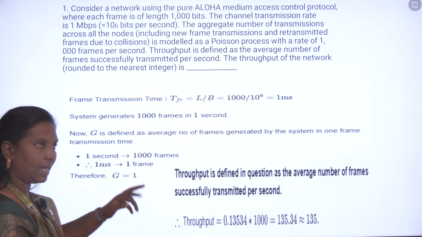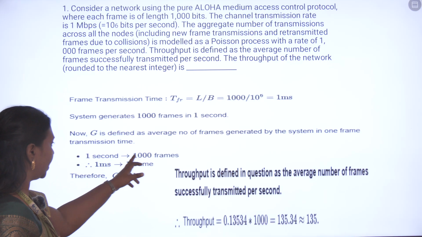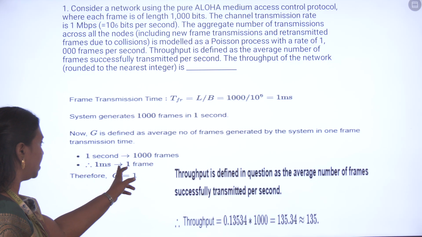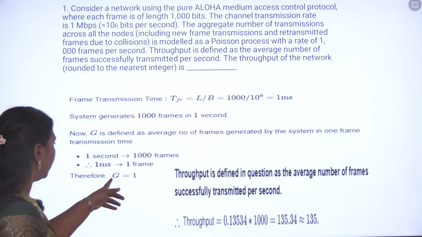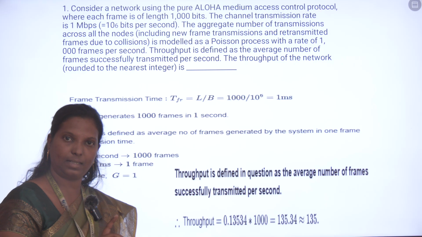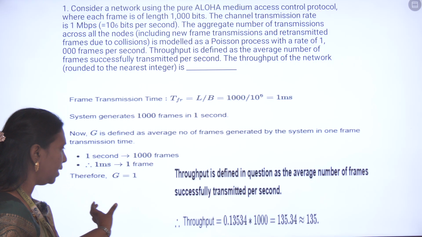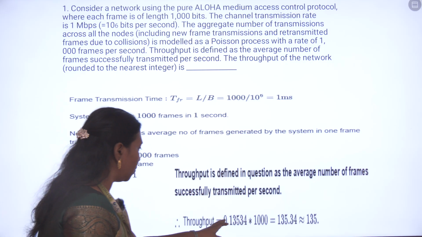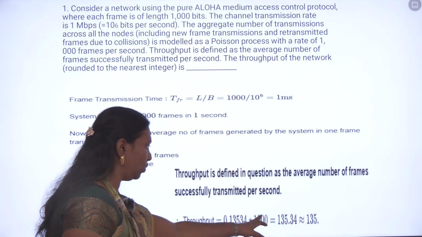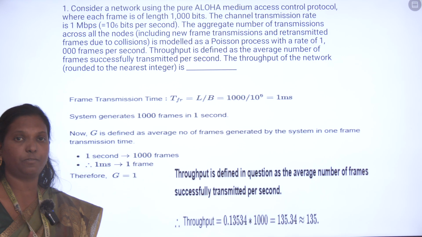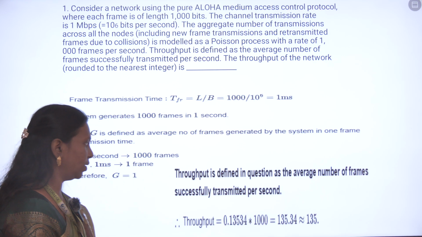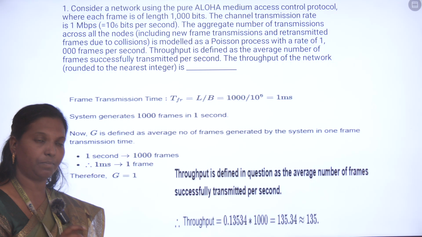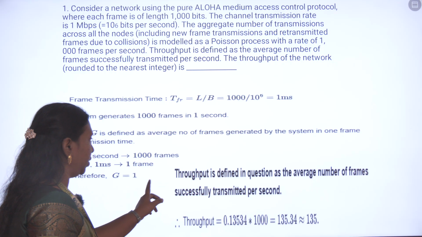Now we have to change that into 1 millisecond. So 1 second is 1000 frames, and for 1 millisecond, 1 frame. Then G is 1. With this G, the throughput is 0.13534 into 1000 frames. So the throughput is nearly 135. So this is what the calculations mean in the GATE video.